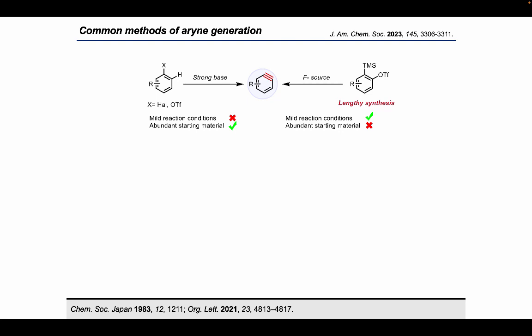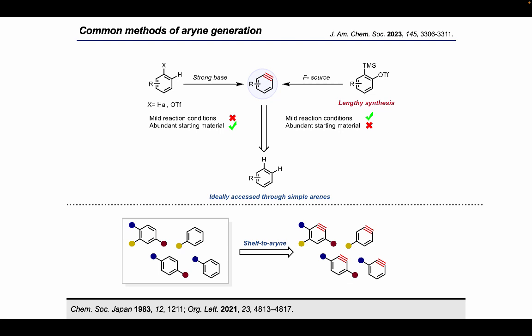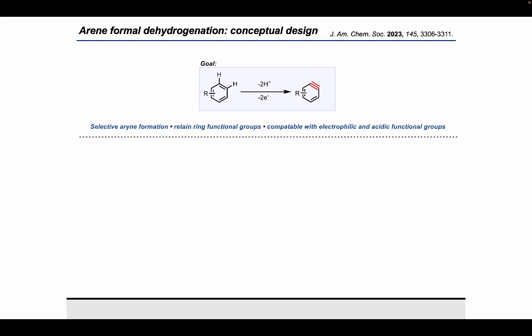Ideally, an aryne could be generated directly from a simple arene via some formal dehydrogenative process, thereby transforming the practicing chemist's existing chemical inventory into a library of available aryne precursors. A simple arene formal dehydrogenation would need to occur selectively on a desired aromatic ring, retain the functionality of ring functional groups, and be compatible with electrophilic and acidic functional groups.